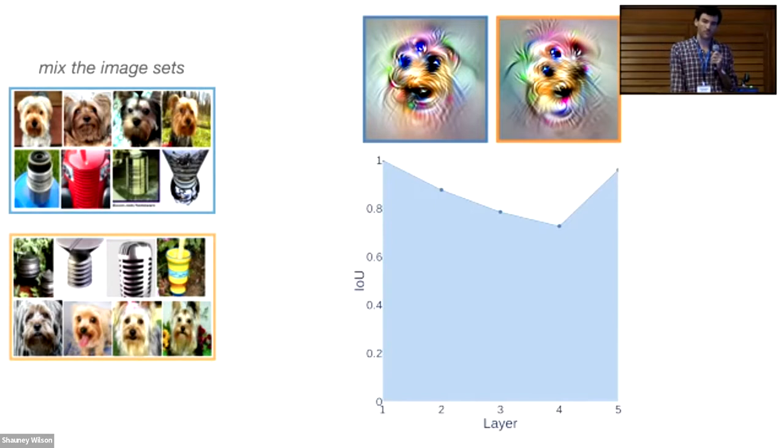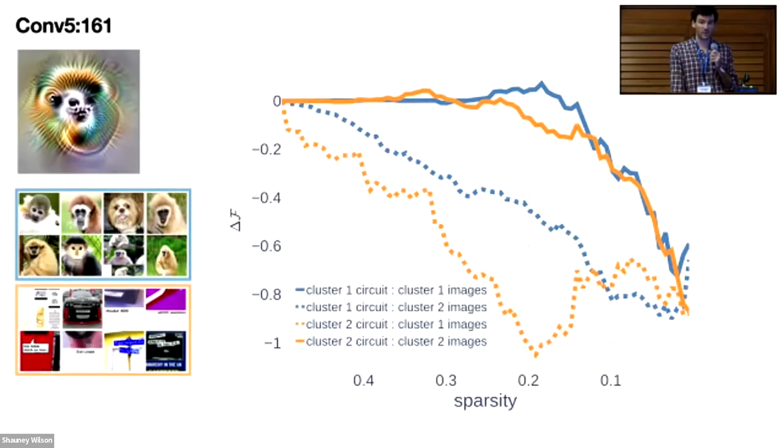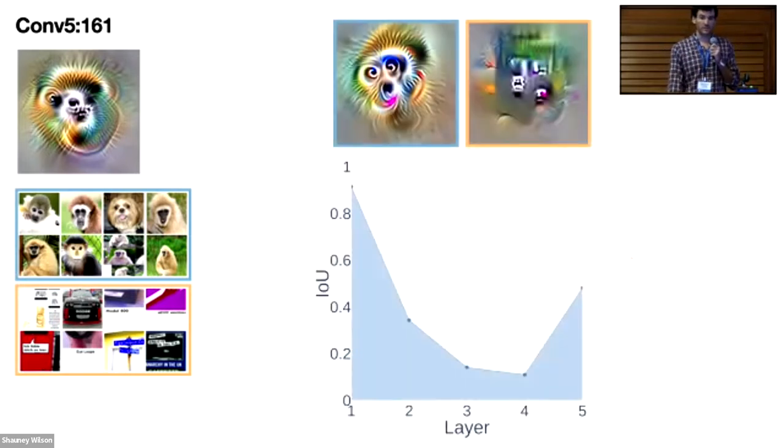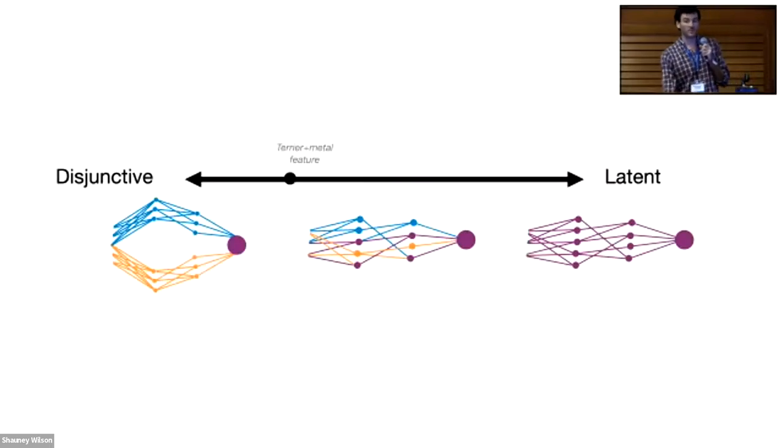You can't just pick some arbitrary data set and find a subnetwork that's going to preserve uniquely to that image set. Okay, and we can do this with other polysemantic features as well. So here's a monkey and text feature detector that's polysemantic, and we see the same pattern. We can separate the subnetworks. We can look at their intersection over union, and these are even less overlapping, and the feature visualizations separate out really nicely. Okay, cool. So these polysemantic features seem to be disjunctive.